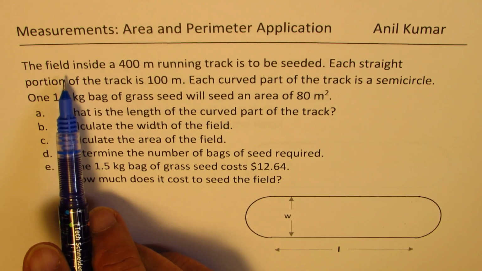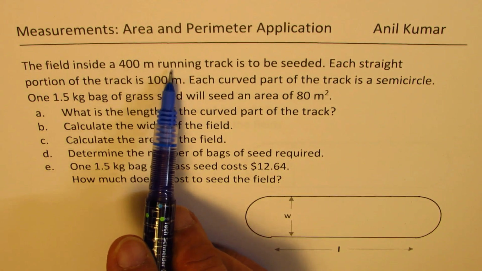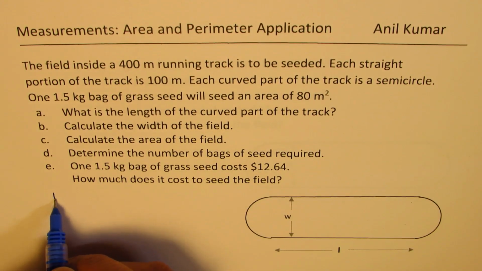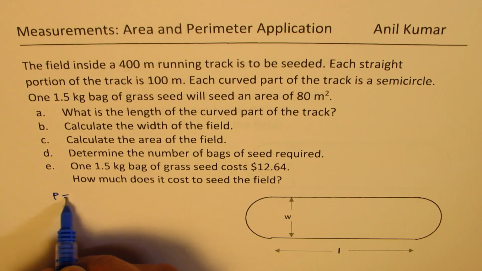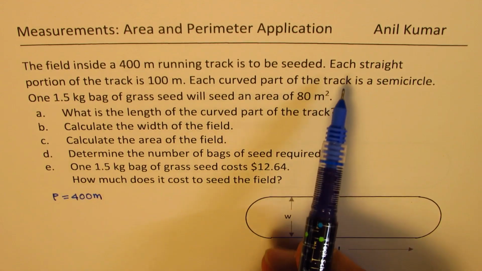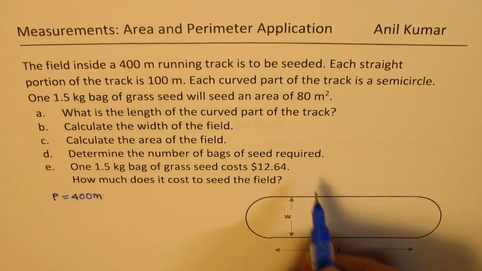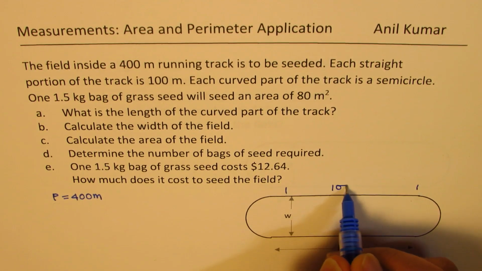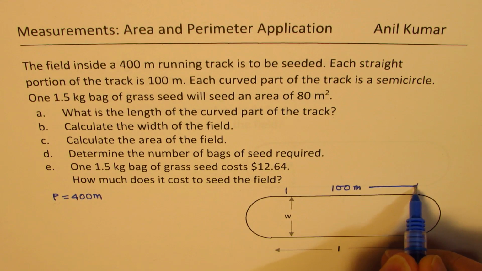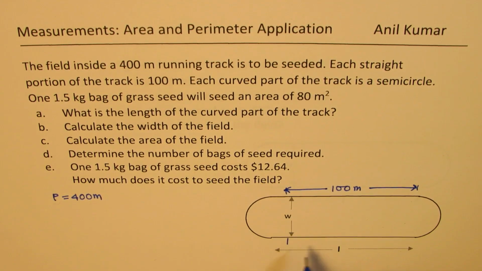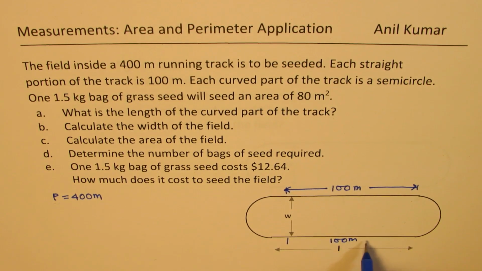We are given a field inside a 400-meter running track. That means the perimeter is 400 meters, right? So we know that the perimeter of this field is equal to 400 meters. Now, each straight portion of the track is 100 meters. That means this is the straight portion, which is 100 meters. So we have these straight portions, which are 100 meters each.